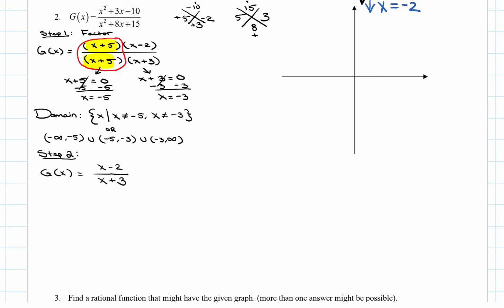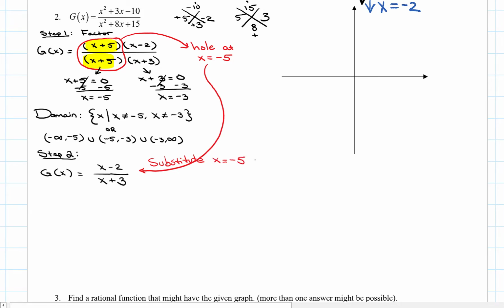Now here, what does this x plus 5, the fact that it cancels out, what does that mean? It means we have a hole. We have a hole at x equal to -5. That's what it means. So this function is basically going to look just like g of x is equal to x minus 2 over x plus 3, but we have a hole at x equal to -5. If we substitute x equal to -5 into the reduced version, the one that's in lowest terms, then we can find the ordered pair that is associated with that hole.